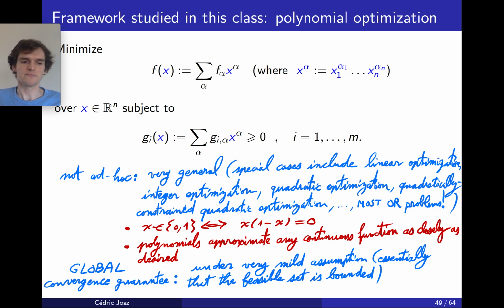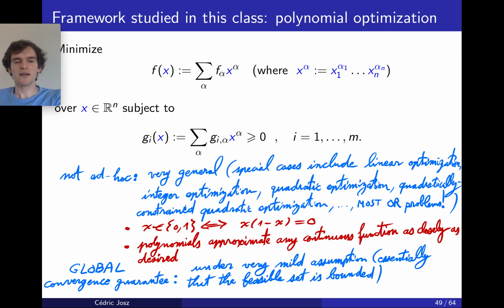Yeah, so just to repeat a bit, you have a global convergence guarantee, and this is under a very mild assumption, and it's basically that the feasible set, defined by the polynomial inequalities gi of x, is bounded. Now, of course, just to recall, you can also have equalities, and you just have to write gi and then minus gi, and if both of those have to be non-negative, then it's actually equal to 0.